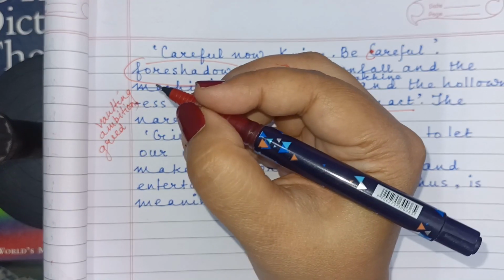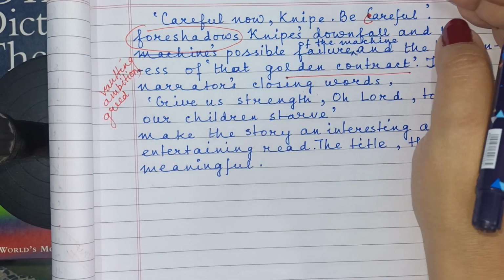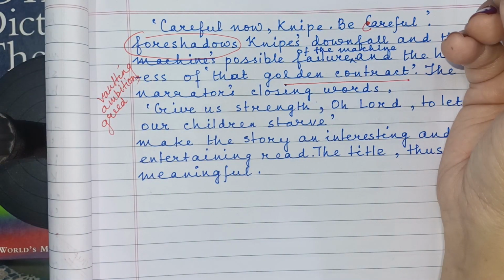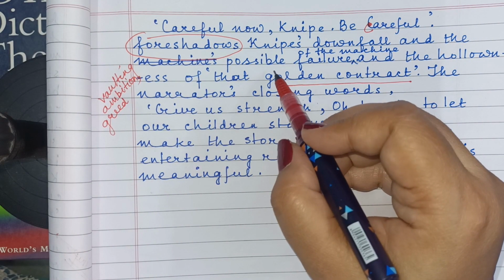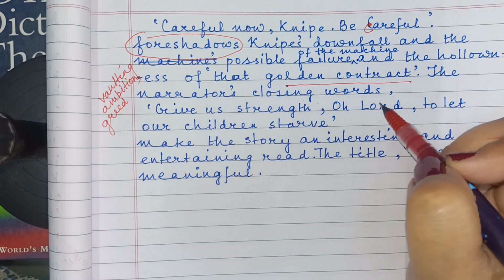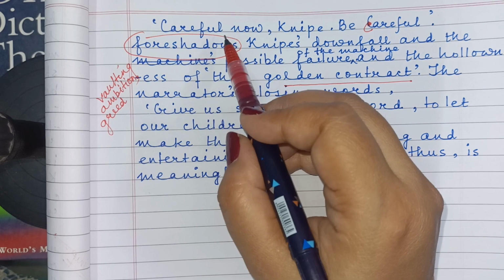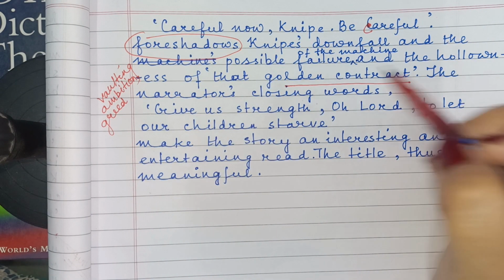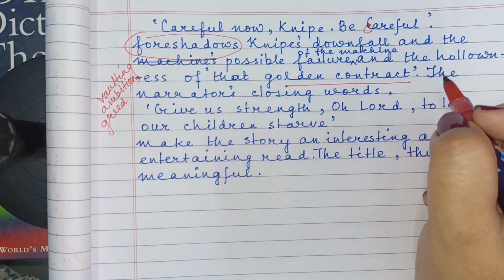He no longer wants to be a writer, he has become a successful businessman and he wants to maintain his monopoly in the market. His greed. And will all these things lead to his downfall? Will this machine fail someday? These words of Mr. Bolin, uttered by Mr. Bolin, foreshadow Knight's downfall and the possible failure of the machine and the hollowness of that golden contract.